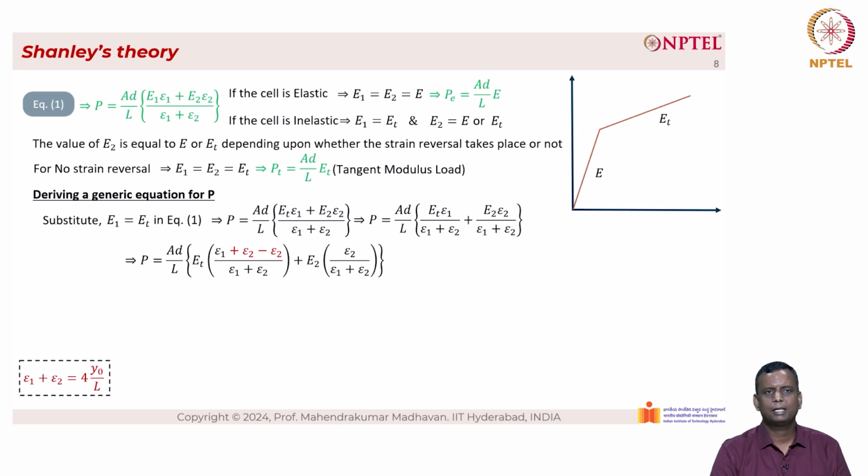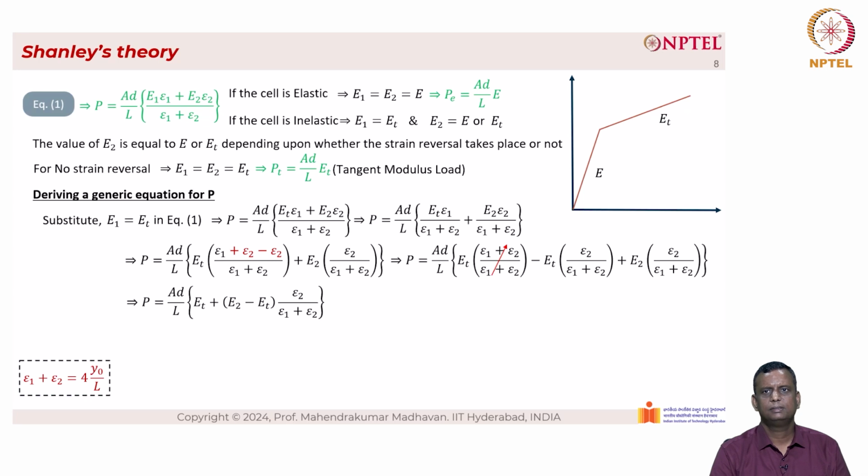We are adding and subtracting epsilon 2 in the first term of the equation, which leads to further simplification and is given as P equal to AD by L into E sub T into epsilon 1 plus epsilon 2 divided by epsilon 1 plus epsilon 2 minus E sub T into epsilon 2 divided by epsilon 1 plus epsilon 2 plus E2 into epsilon 2 divided by epsilon 1 plus epsilon 2. This epsilon 1 plus epsilon 2 can be cancelled. This can be further simplified as AD by L into E sub T plus E2 minus E sub T into epsilon 2 divided by epsilon 1 plus epsilon 2.